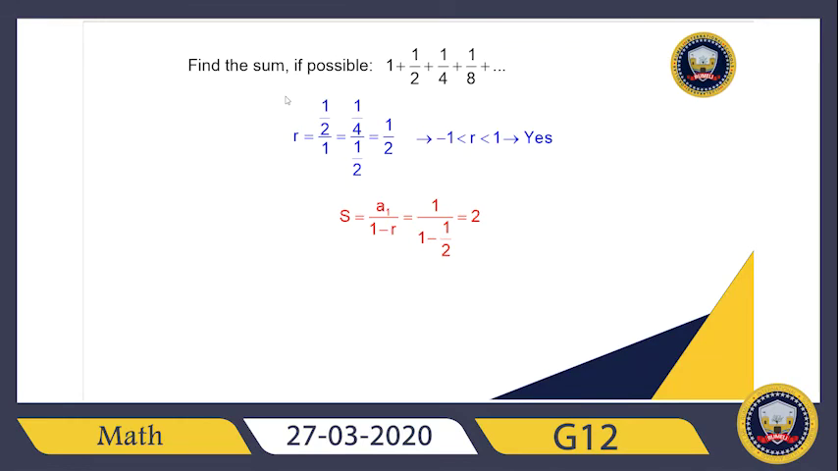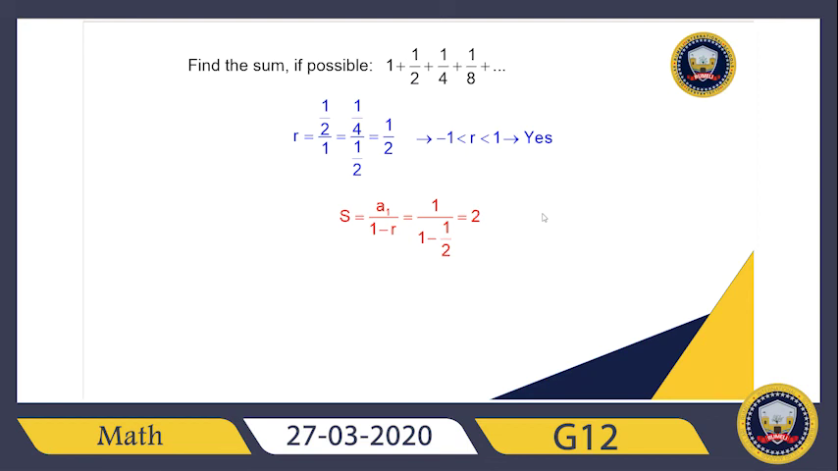Okay guys, this example is asking me to find the sum if possible. This means if we have a specific number, because sometimes, as we said, the summation is infinite. So how to find the sum of these numbers? 1 plus 1 over 2 plus 1 over 4 plus 1 over 8 and so on. So basically the first term is 1, the second one is 1 over 2, the third one is 1 over 4, and then 1 over 8.